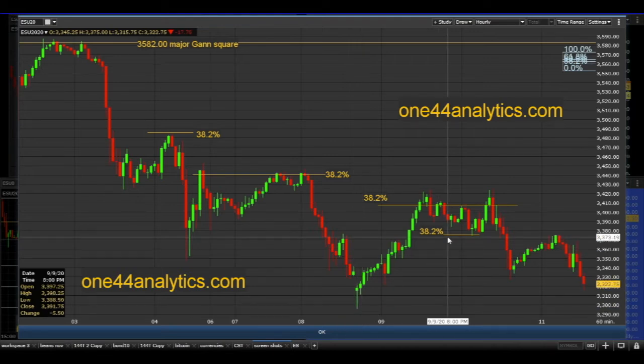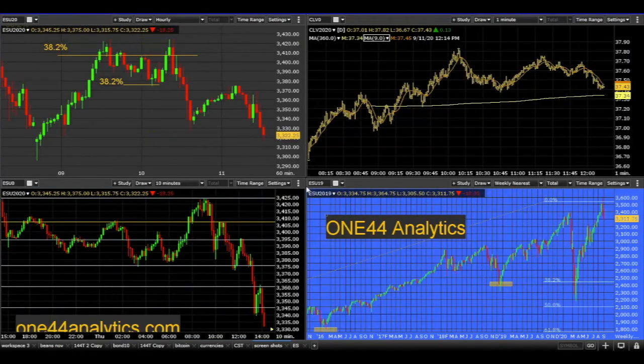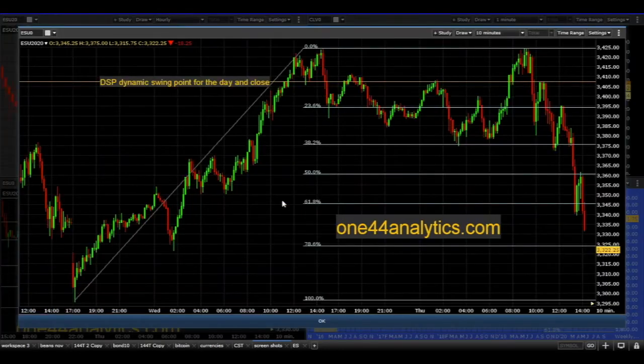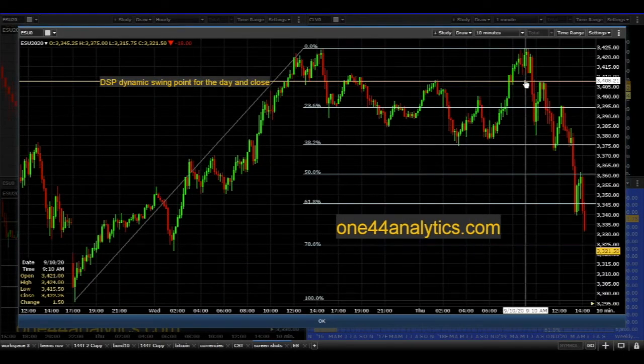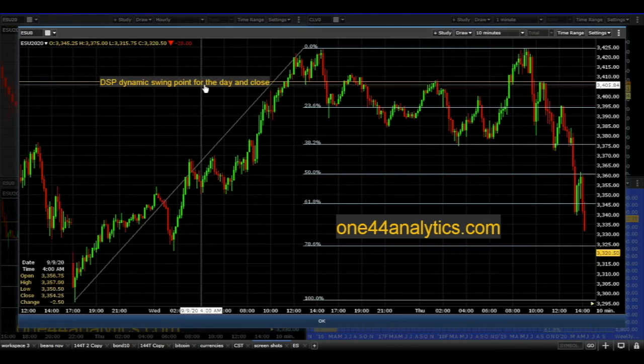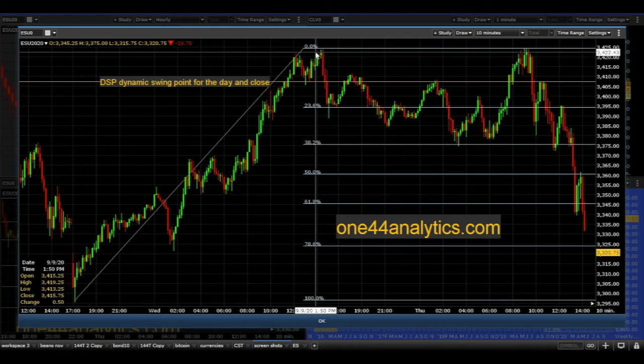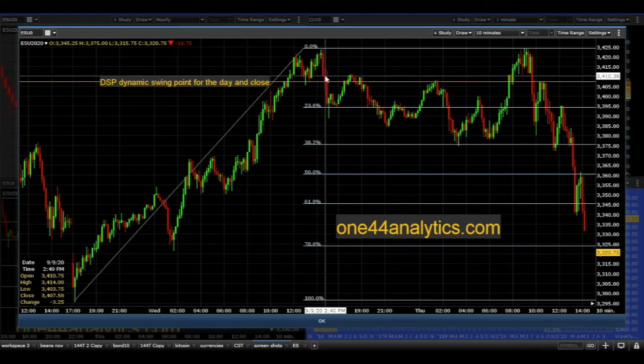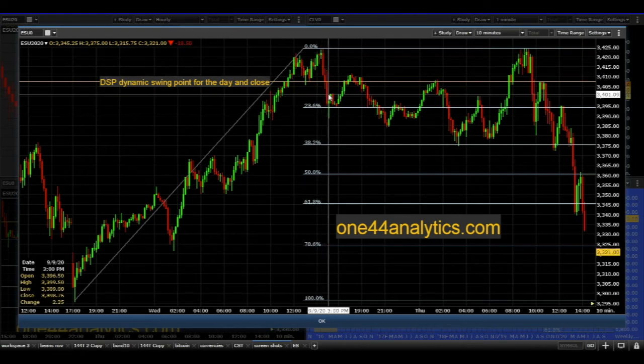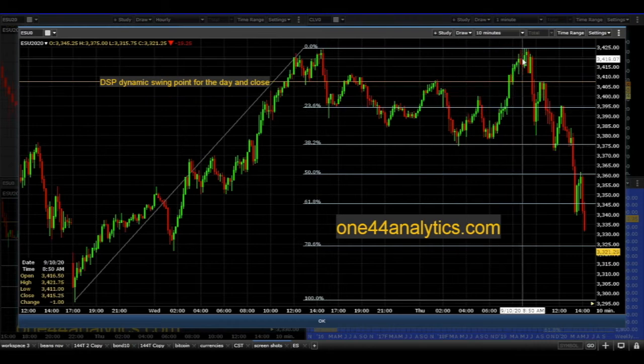Now, I want to bring you into the 1 minute chart and why what happened right up in here was so important. So we'll take that one out, bring this one up here. So now here we are dealing with that 34.07, which was the dynamic swing point for the day and the close. As you saw, we traded above it, never closed above it. Actually closed under it. We started the day up above it.